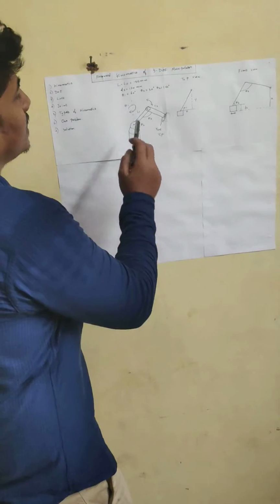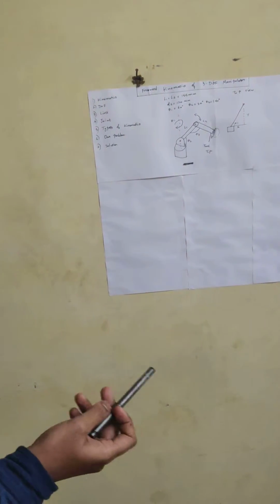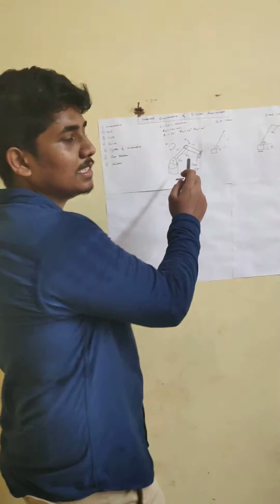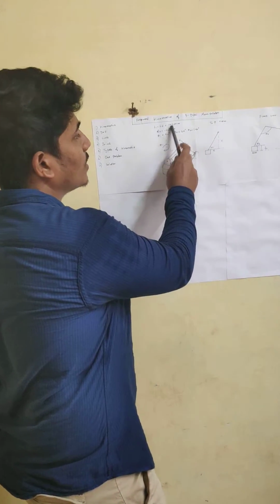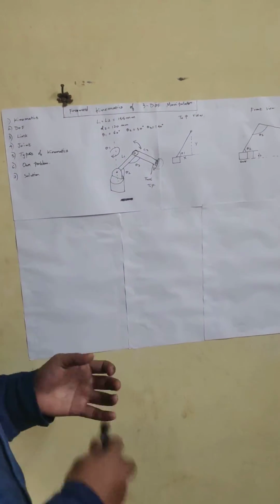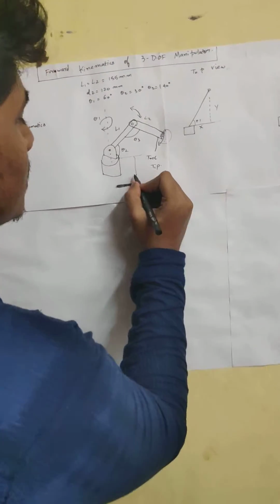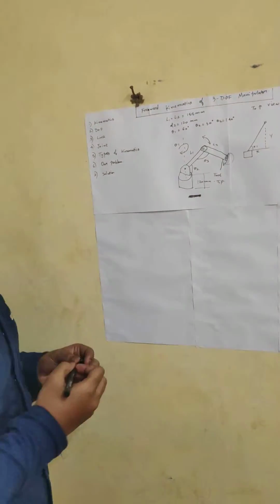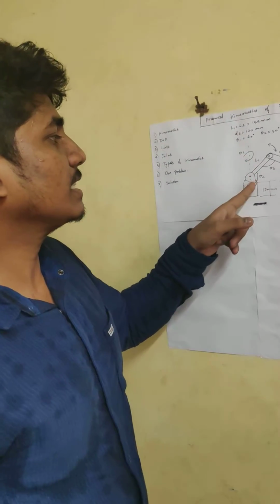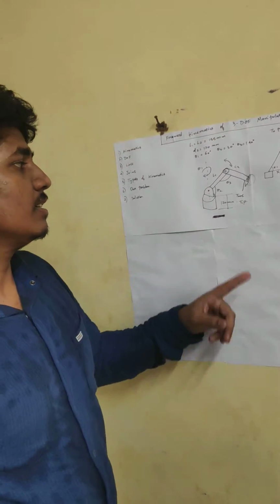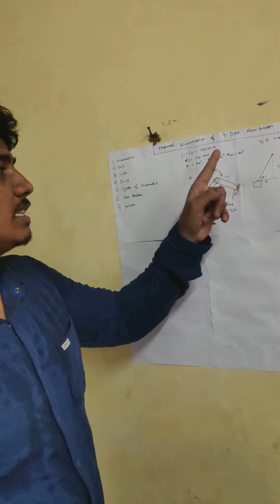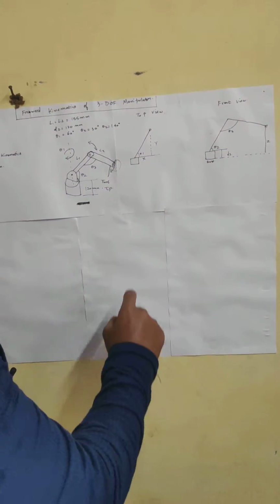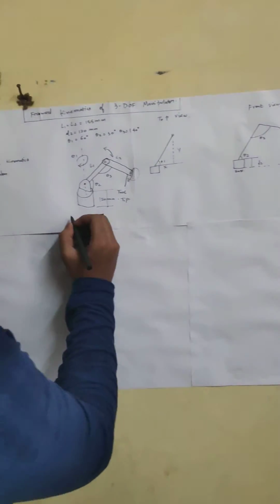So in this problem, I am taking the forward kinematics of a 3 degree of freedom manipulator to explain. The links L1 and L2 are taken as 155 millimeter, and D2, which is the base distance, is taken as 120 millimeter, and the angle theta 1 is taken as 60 degrees, theta 2 is taken as 30 degrees, and theta 3 is taken as 140 degrees. Okay, let's define the axes.